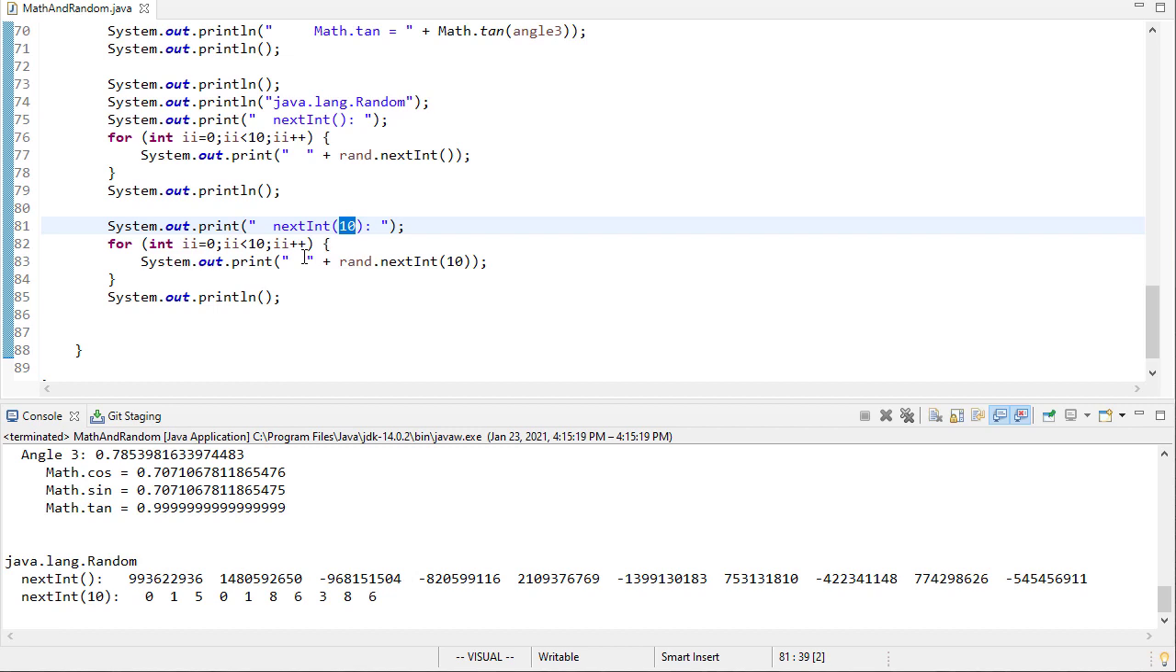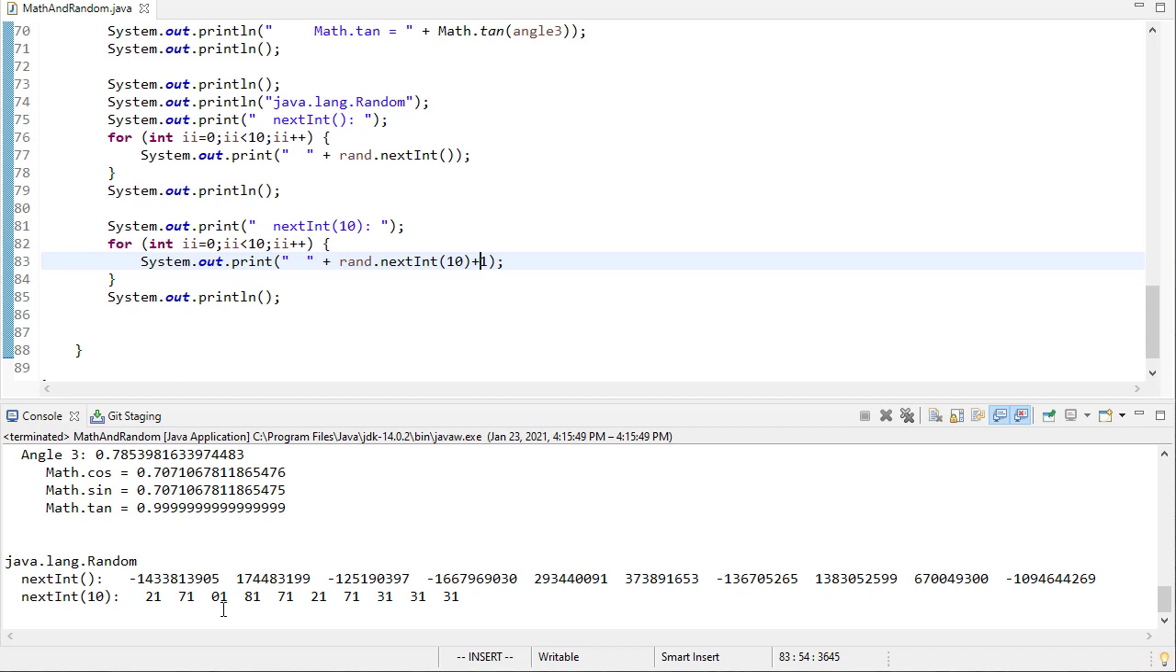Now, this isn't the numbers from 1 to 10, though. It's the numbers from 0 to 9. So it's inclusive of 0, exclusive of whatever the parameter is. The simplest way to fix that is to add 1 to the result. I don't want to say 11 here, because now that gives me 0 to 10, inclusive, and that's 11 possible values. I only want 10, so I do this, and then I'll add 1 to get the numbers from 1 to 10 inclusive.